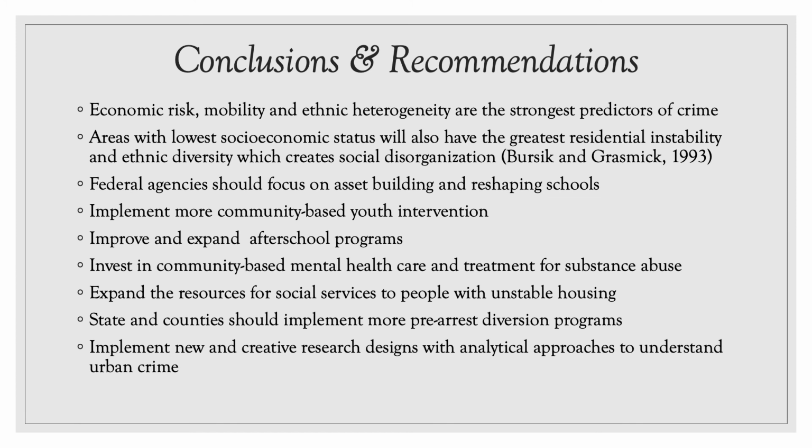As recommendations, the federal agency should focus on asset building and reshaping schools, implement more community based youth intervention, improve and expand after school programs, invest in community based mental health care and treatment for substance abuse, and expand the resources for social services to people with unstable housing. State and county should implement more pre-arrest diversion programs, and we should also try to implement new and creative research designs with analytical approaches to understand urban crime.